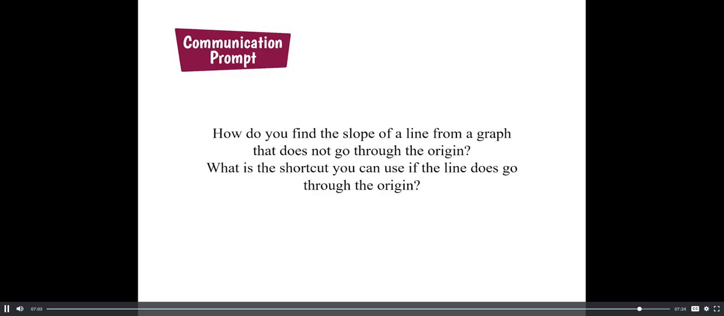Consider this. How do you find the slope of a line from a graph that does not go through the origin? What is the shortcut you can use if the line does go through the origin? What do you think?